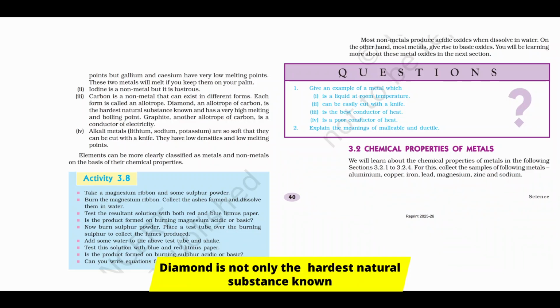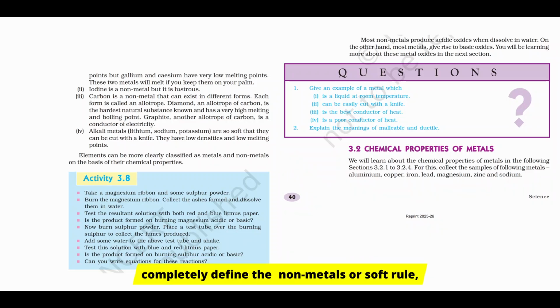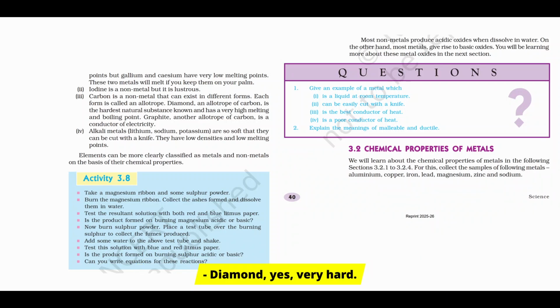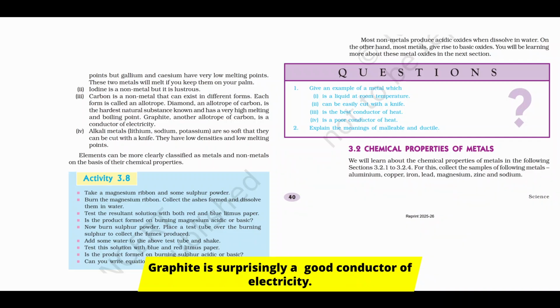Diamond is not only the hardest natural substance known, completely defying the nonmetals-are-soft rule, but it also possesses incredibly high melting and boiling points. Diamond, yes, very hard. Graphite, another common allotrope of carbon. Graphite is, surprisingly, a good conductor of electricity.